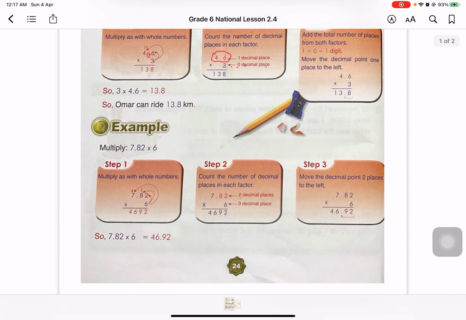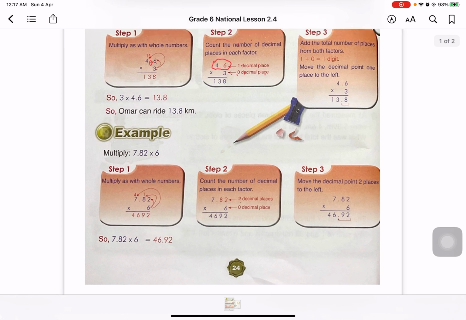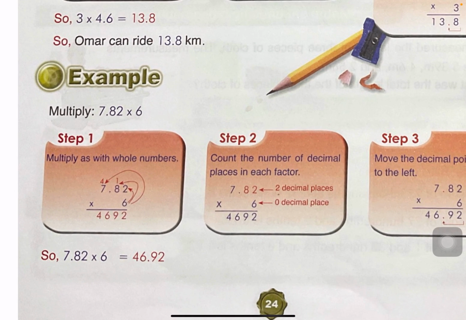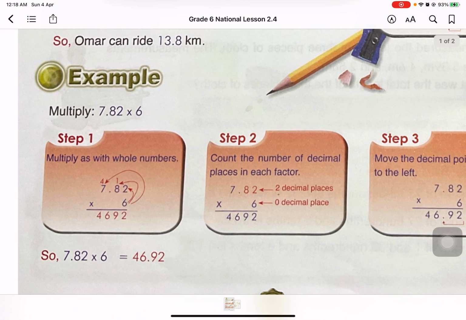They said multiply as if there is no decimal, as a whole number. You say 6 by 2, 12. 6 by 8, 48, 1, 49. 6 by 7, 42, 4, 46. Now the decimal after how many places? 2 places, 1, 2. Then you are going to put your decimal.